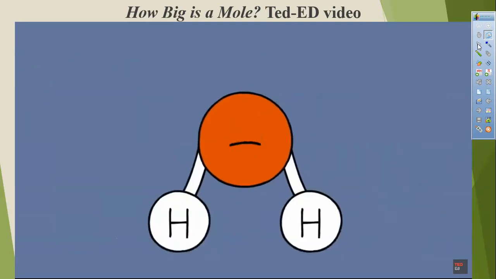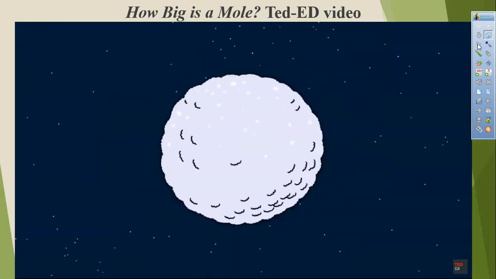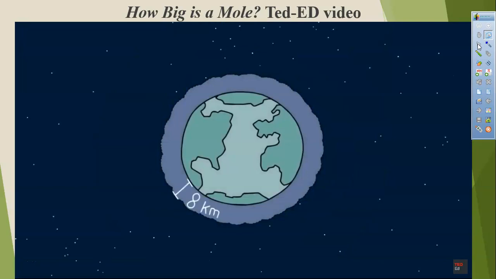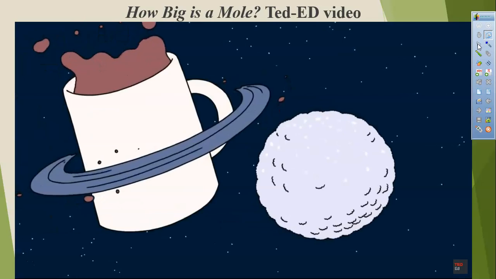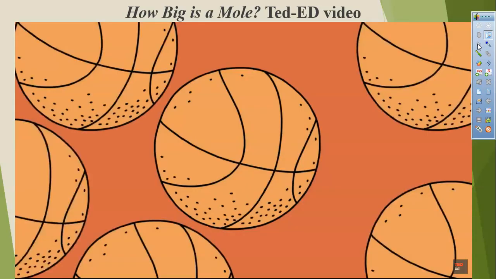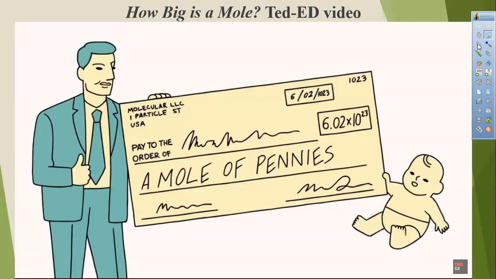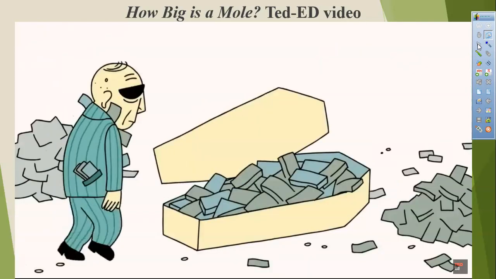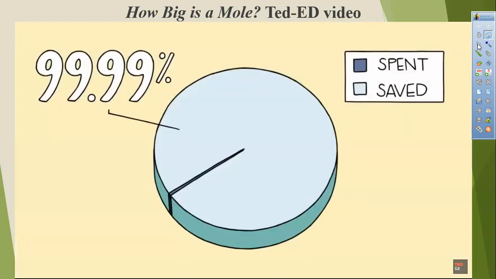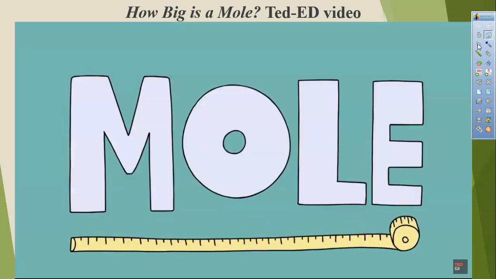Maybe this will help. Exchange the water particles for donuts. If you had a mole of donuts, they would cover the entire Earth to a depth of 8 kilometers, which is about 5 miles. You really need a lot of coffee for that. If you had a mole of basketballs, you could create a new planet the size of the Earth. If you received a mole of pennies on the day you were born and spent $1 million a second until the day you died at the age of 100, you would still have more than 99.99% of your money in the bank. Okay, now we sort of have an idea how large the mole is.